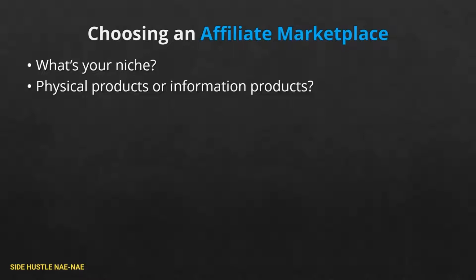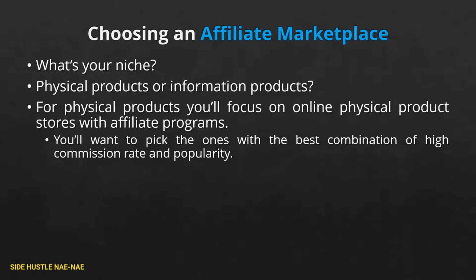If you're selling physical products, you'll be looking for online physical product stores with affiliate programs. You want to pick the ones with the best combination of high commission rate and popularity. For example, you might come across an online store offering a whopping 30% commission rate, but they might be lesser known and therefore you might be less likely to make sales. On the other hand, a big store like Amazon, for example, might offer a low commission rate like 5 to 10%, but due to its popularity, you're more likely to make sales.